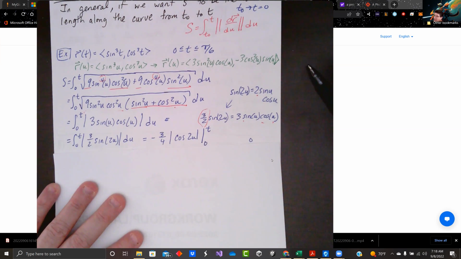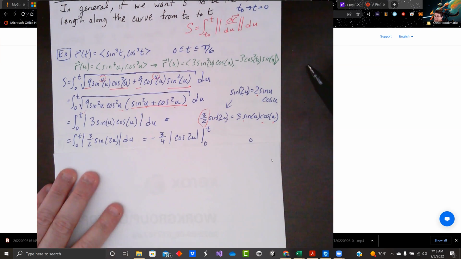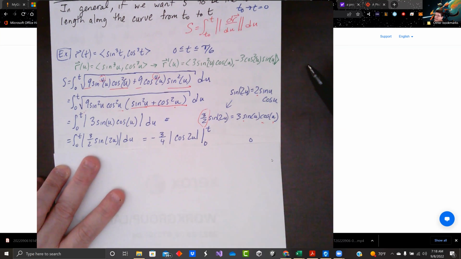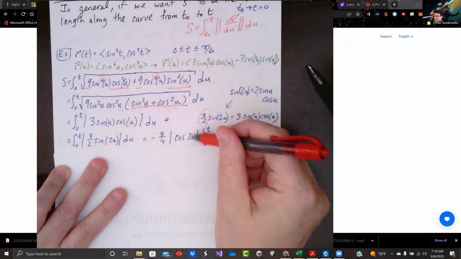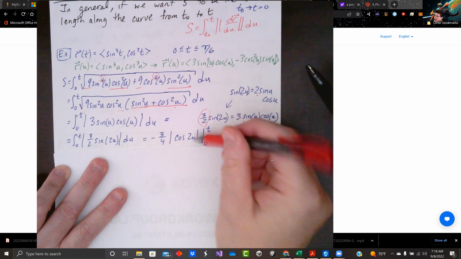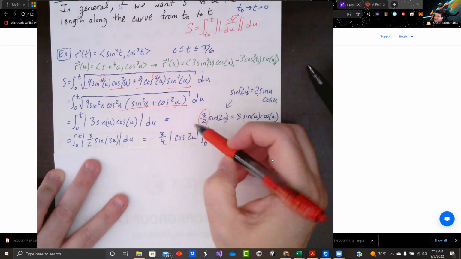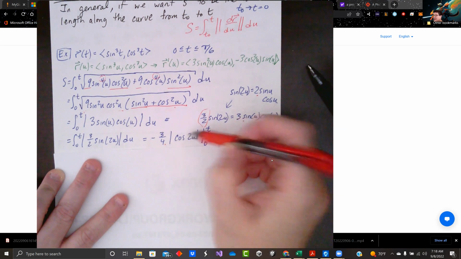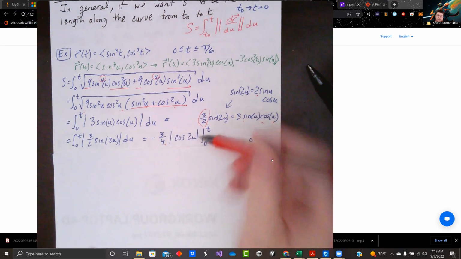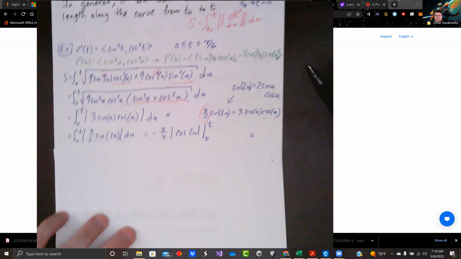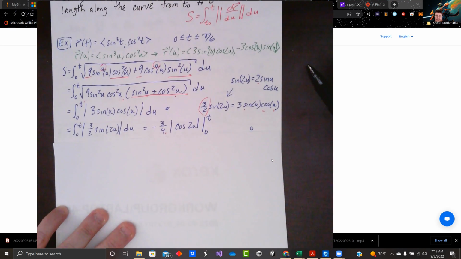Okay. We integrate that. Remember to deal with the interior. It makes it another 1/2 in front. The integral of sine anything is negative cosine. So we've got negative 3/4 cosine of 2u evaluated from 0 to t.